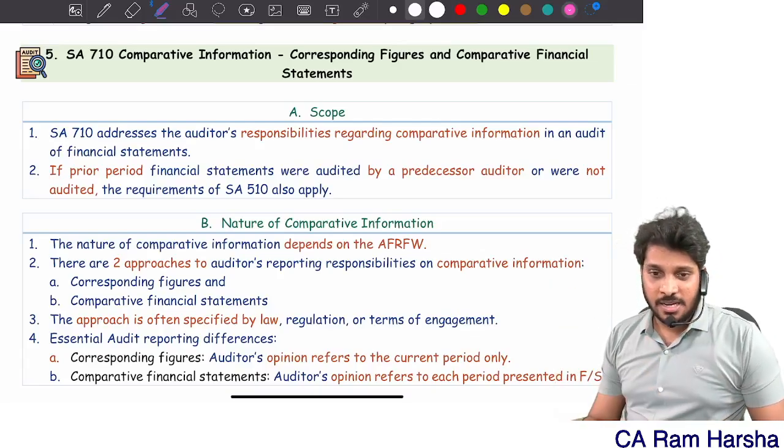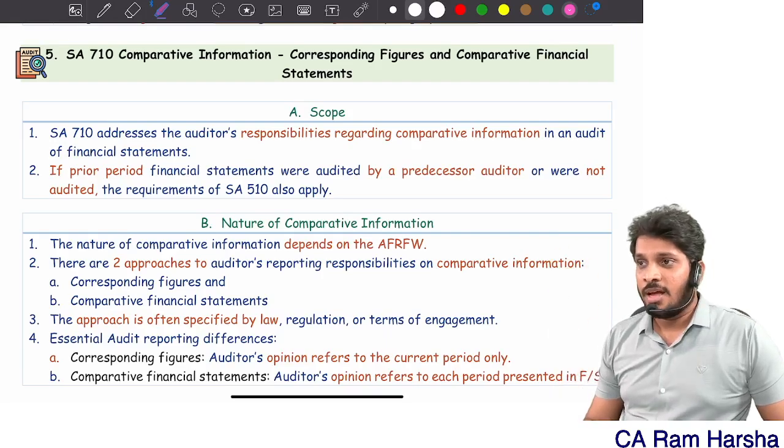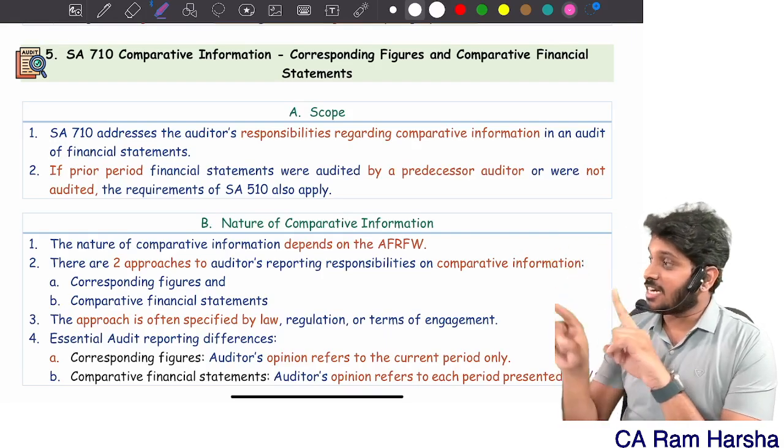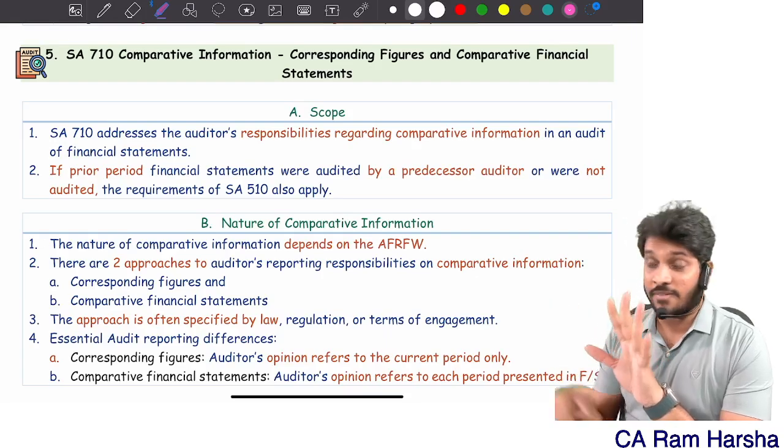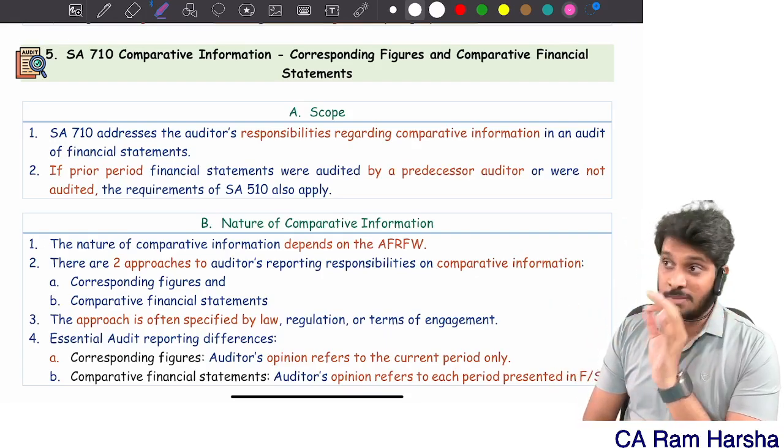Yes, let's begin the pending topic, 710. If this standard is complete and 700 pending topics complete, this chapter will be over, which is equal to 15 to 20 marks weightage, minimum 15 marks.